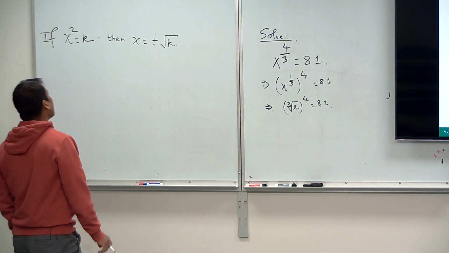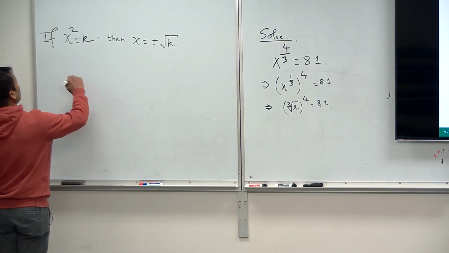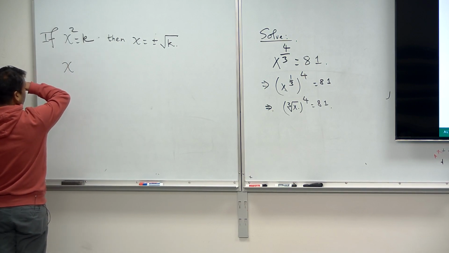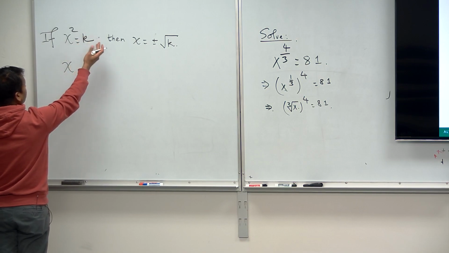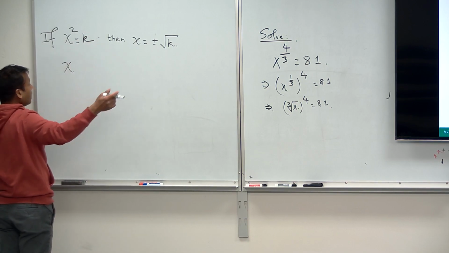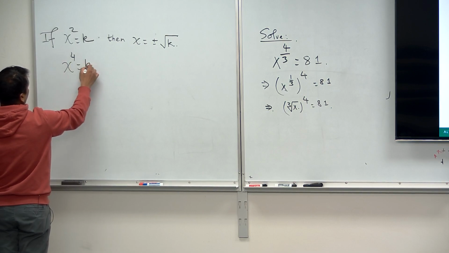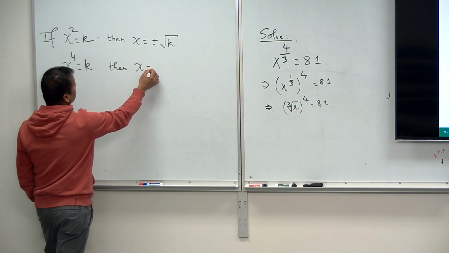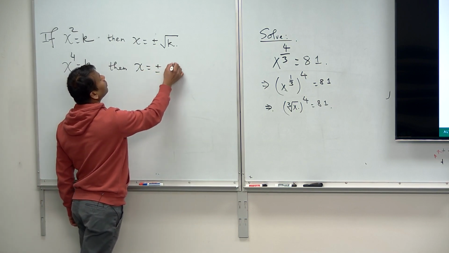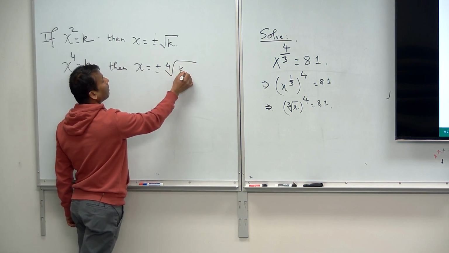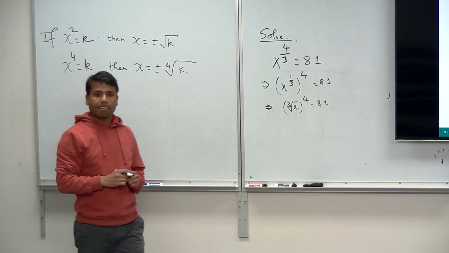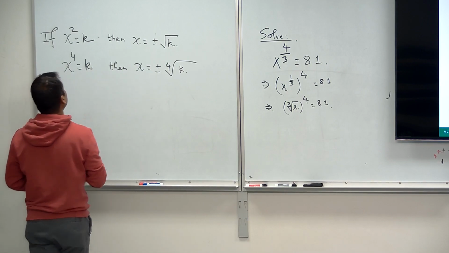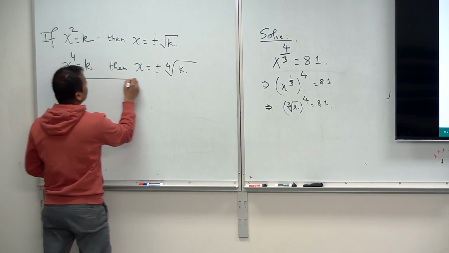But here, you have to be a little bit careful. You don't have x squared. This is true if you have x to a positive even power. If you have x to the power 4 equal to k, then x equals plus or minus the 4th root of k. That makes sense? You need to know this one.